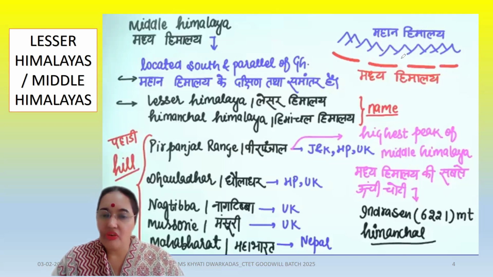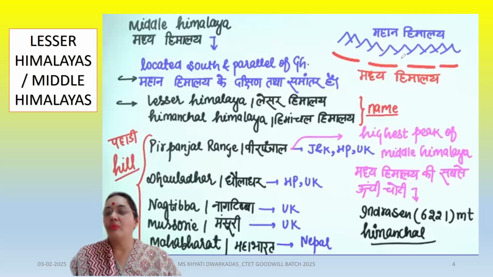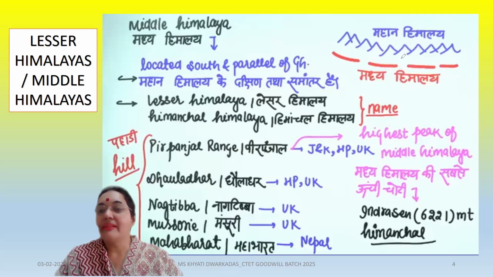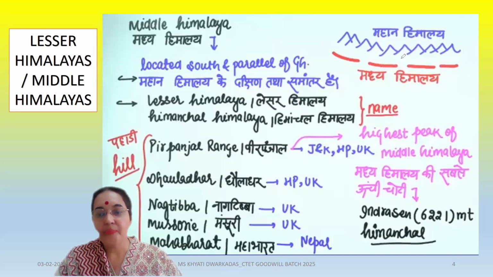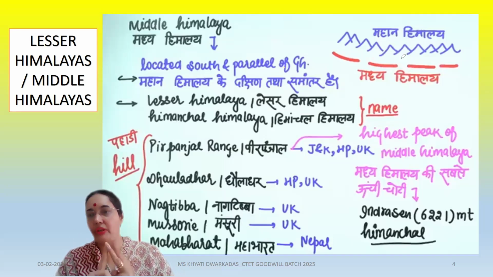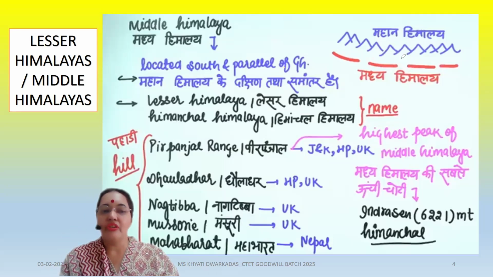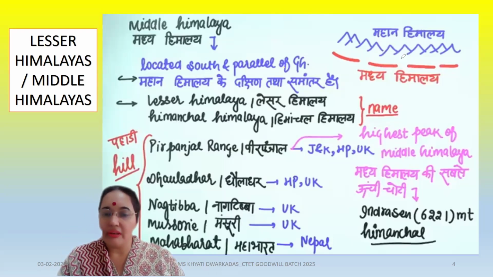The Pir Panjal range has the highest peak of the Middle Himalayas, at 6221 meters, called Indrasen. And where would you find the Pir Panjal range? In the states of Jammu Kashmir, Himachal Pradesh, and Uttarakhand. Below the Pir Panjal range, you will find the Dhauladhar range. And the Dhauladhar range will be in Himachal Pradesh and Uttarakhand.